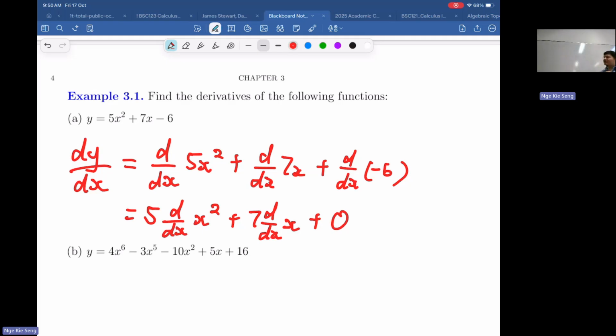So in this case here, if you apply the power rule, for the first one you will get 5 times 2x, and then for the other one you just get 7 times 1, which is 10x plus 7.